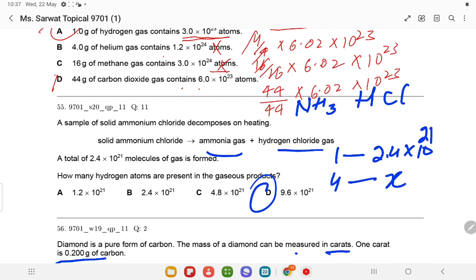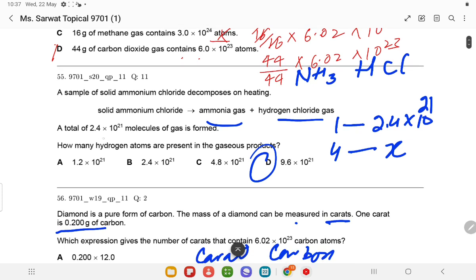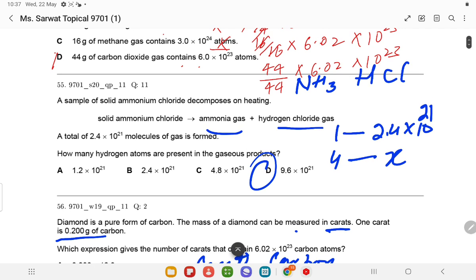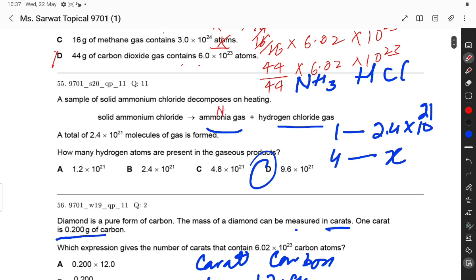A sample of solid ammonium chloride decomposes on heating to form ammonia gas plus hydrogen chloride. A total of 2.40 × 10^21 molecules of gas is formed. How many hydrogen atoms are present in the gaseous product? Here, this is ammonia, and this is HCl. So the total number of hydrogen atoms is 4.